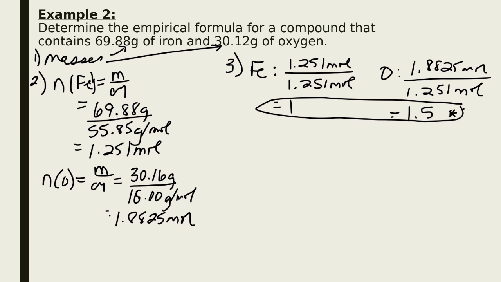If I multiply everything here by a factor of 2, then I get a 2 for iron and a 3 for oxygen. And that works. Sometimes that won't. Sometimes you have to keep going and multiply by a factor of 3 or 4 to get a whole number ratio. Here, the factor of 2 is good enough. And then lastly, we come up with the empirical formula. Fe has a subscript of 2 and oxygen has a subscript of 3.